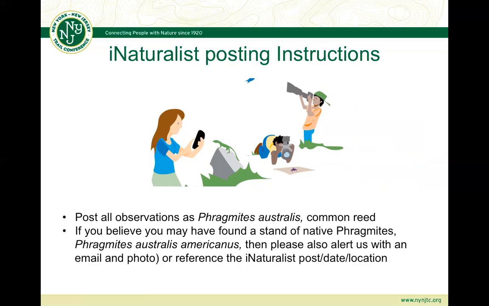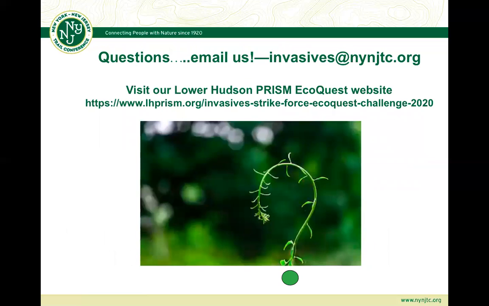Of course, we'll be curating the iNaturalist posts in general, but please alert us. It would be great to know if you happen to find a native stand. So take on that additional challenge to help us out. And of course, you can always email us with questions. If you do need to get in contact with us, please email us at invasives@nynjtc.org. And of course, visit our Lower Hudson PRISM EcoQuest website for more ID features and more details, as well as links to videos of a lot of the features that I've talked about before.